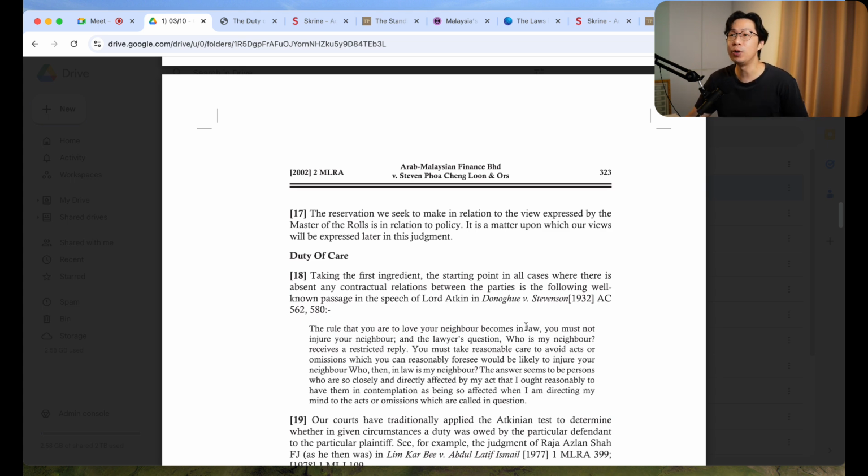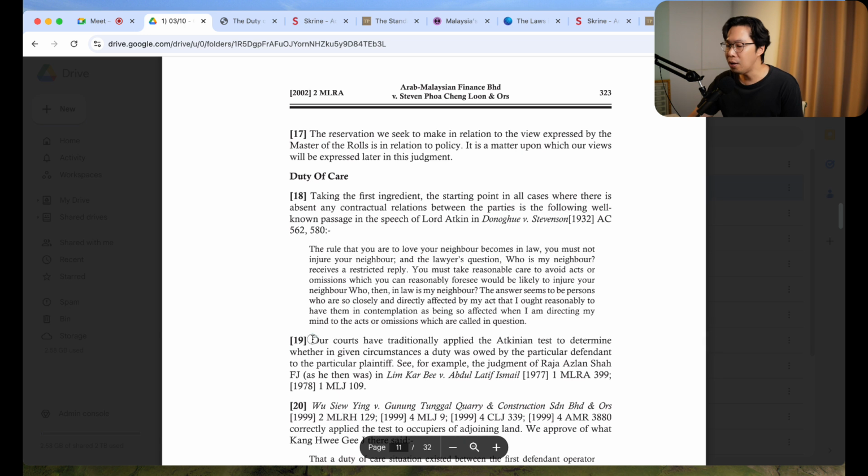Because as a normal student, we will say, based on the case, pursuant to the case, as per the UK case, the neighborhood principle was enunciated, okay, or you can come up with a different way. You see, our courts have traditionally applied the Atkinian test to determine whether in given circumstances a duty was owed by the particular defendant to a particular plaintiff. The Atkinian test was enunciated, or derived, from the speech of Lord Atkin in Donoghue v Stevenson. And in his speech, he came up with the term neighborhood principle, whereby you need to watch out and take care of your neighbor.